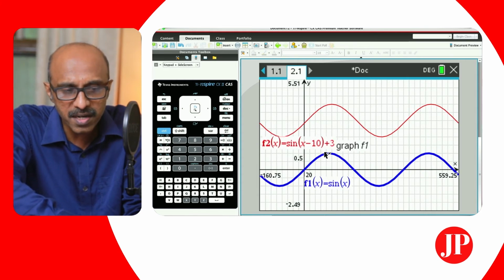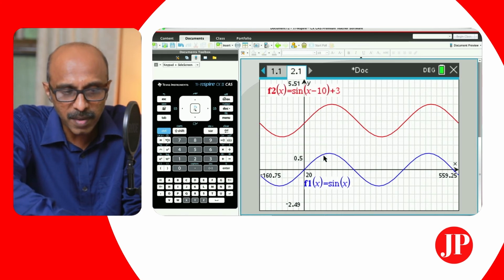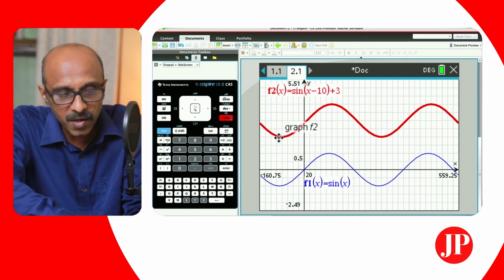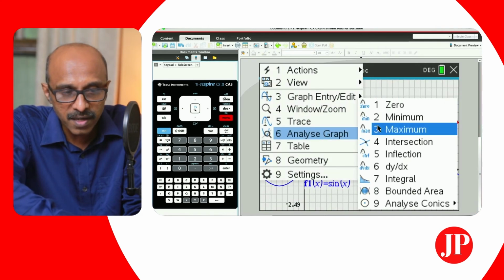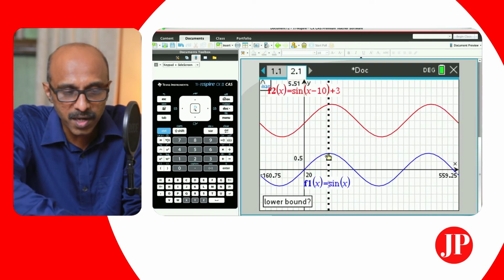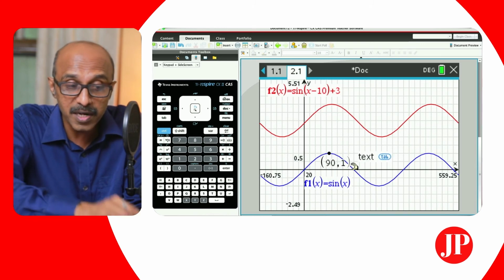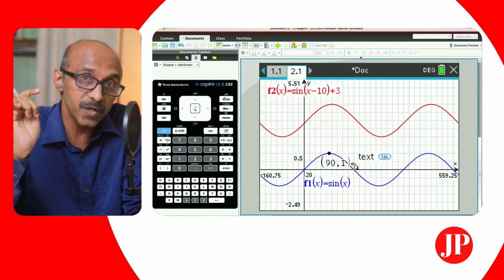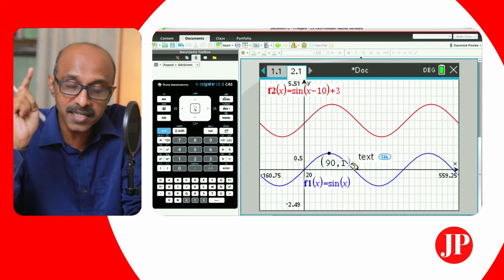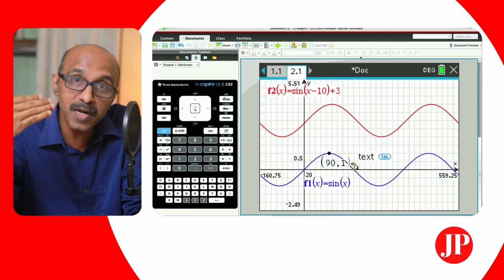And what we're going to compare is, let's just see the maximum value. Okay, so let me just move this thing up here. The maximum value for the parent function. Okay, so analyze graph, and I'm going to say the blue graph. The maximum value occurs at x equals 90 degrees. And the maximum value of the parent function is 1. Okay, so at x equals 90 degrees, the parent function has a maximum value of 1.